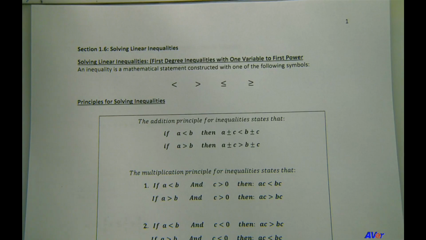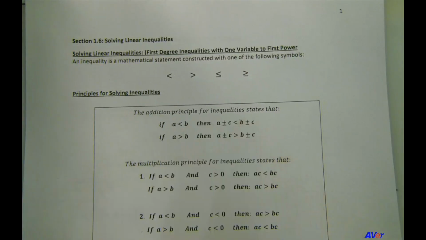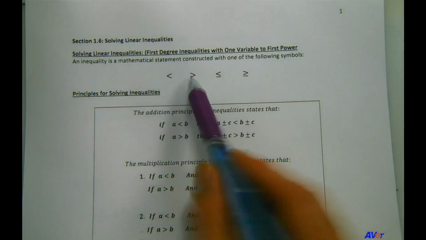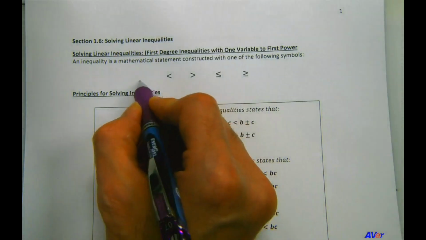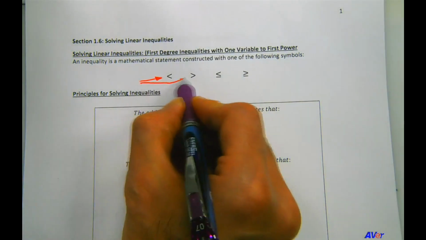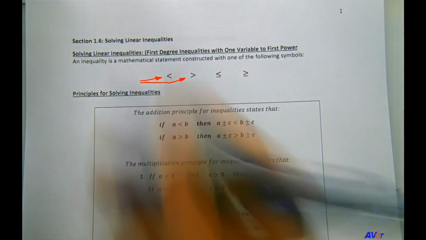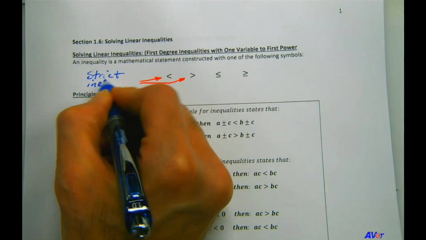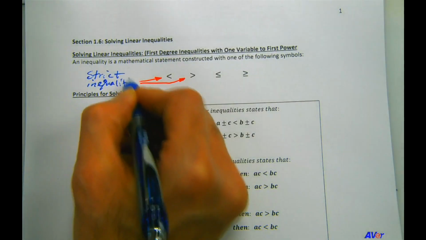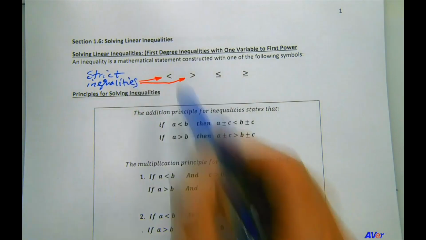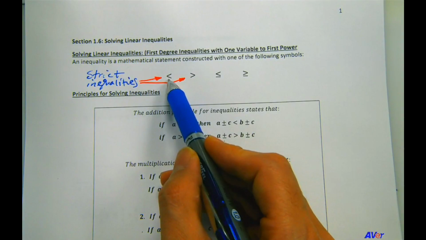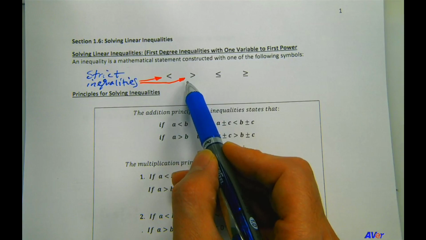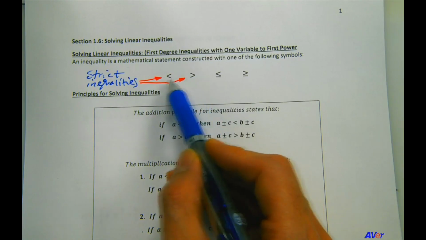Okay, so we have here the four symbols that indicate inequalities. This symbol and this one, these two are called strict inequalities, because they only indicate either a quantity is less than or greater than some other quantity. They cannot be equal to each other.